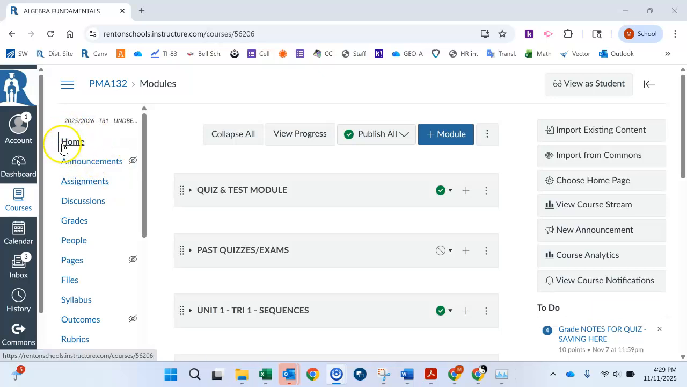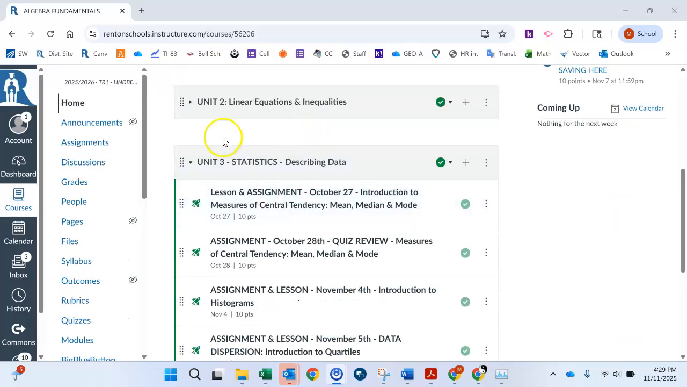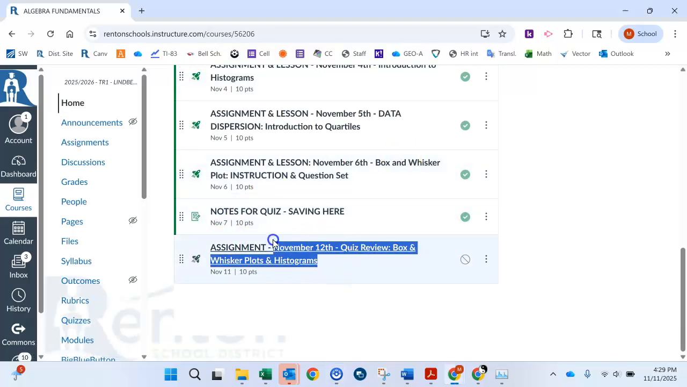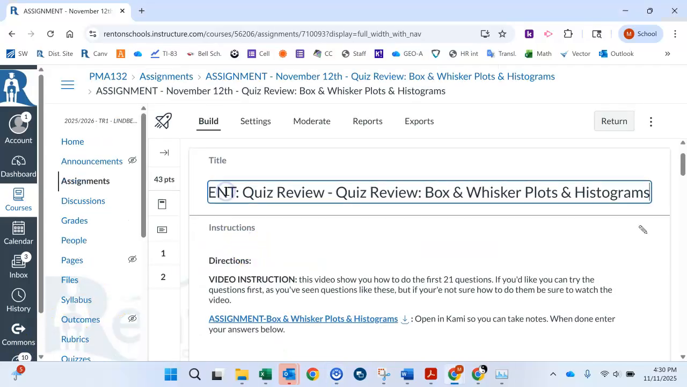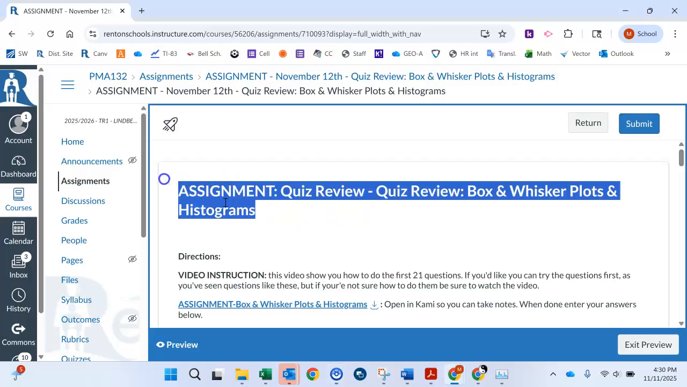Hello, today we are going to review for the quiz in the next class. If you go down here, we're still on Unit 3 Statistics, and you go to the bottom, and we're going to do this one here. So please click on this and open this one here. Okay, so here's our assignment. Here's the assignment of what we're doing today.